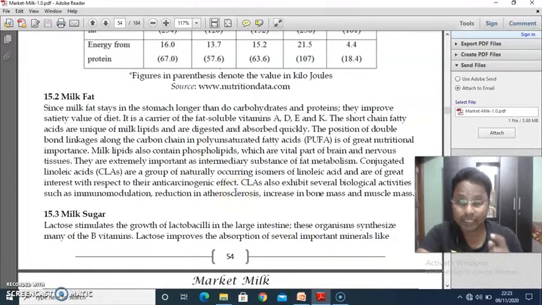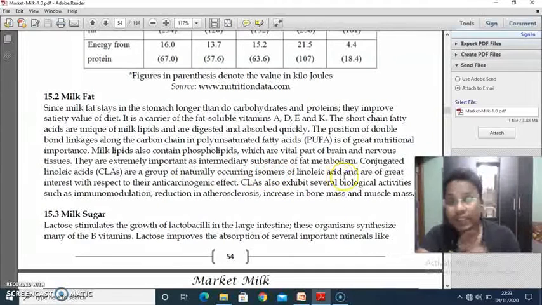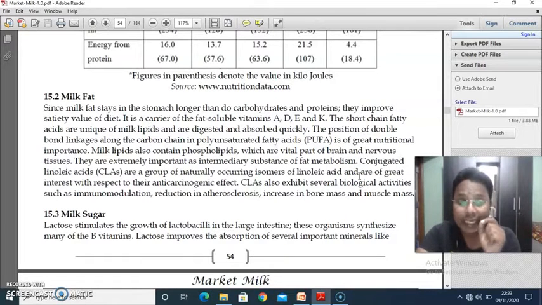It means that conjugated linoleic acids are a group of naturally occurring isomers of linoleic acid and are of great interest with respect to their anti-carcinogenic effect. These are naturally occurring isomers of linoleic acid, and they are very useful, of great interest with respect to the anti-carcinogenic effect. It means that they fight against the cancer producing cells.